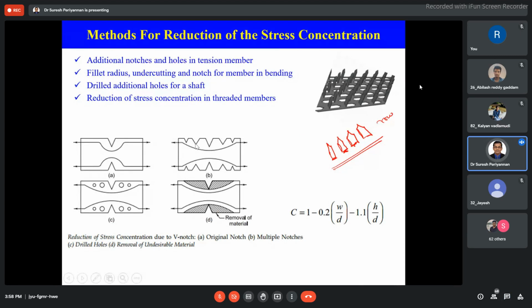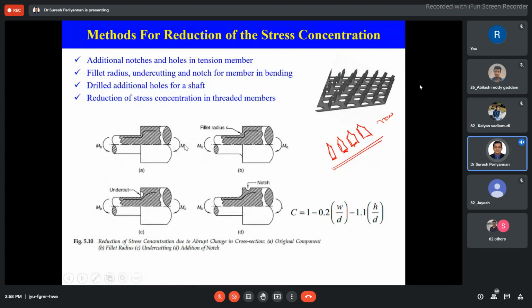So this way you can understand the practical condition. Now I come to the second concept: fillet radius, undercutting and notch for a member in bending. See here, this is a stepped circular rod. In this design, the stress line is like this. If I provide this fillet radius, the stress line is smoother compared to earlier.